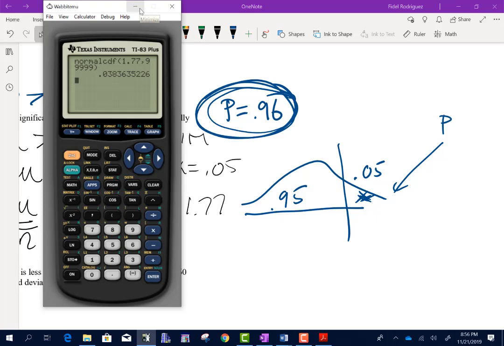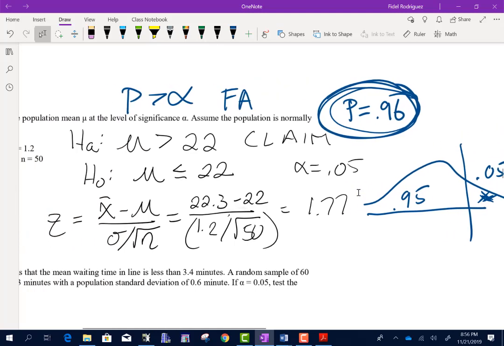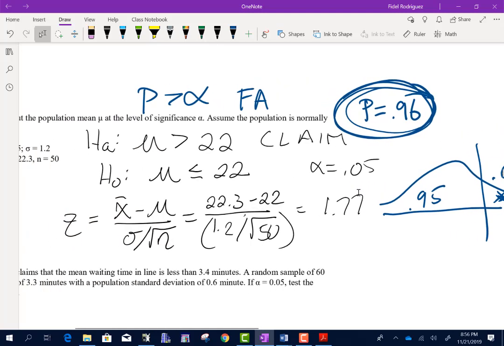I'm sorry, guys. And then from here, what do we say we're going to do? We're going to reject it. Reject the H0, right? There we go. We're going to reject the H0.